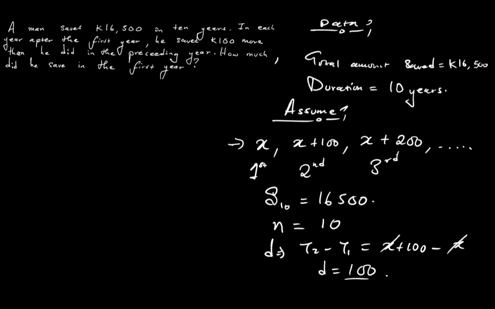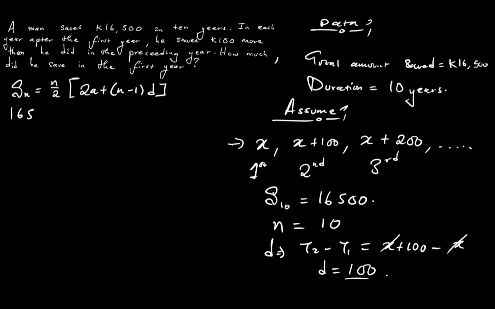Now, we know that the sum of n terms is equal to n over 2 times square brackets 2a plus n minus 1, then d. If we plug in the values that we have, we can say that the sum, which is already known, which is 16,500, is equal to n, which is 10, divided by 2. Then we have 2 times the first term, which is x, plus 10 minus 1. Then the common difference is 100. Now in this case, we have to solve for x.